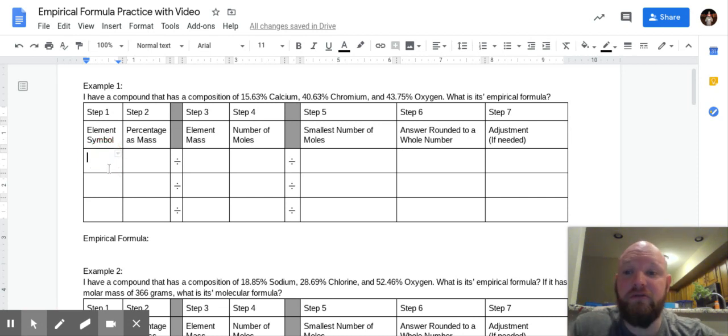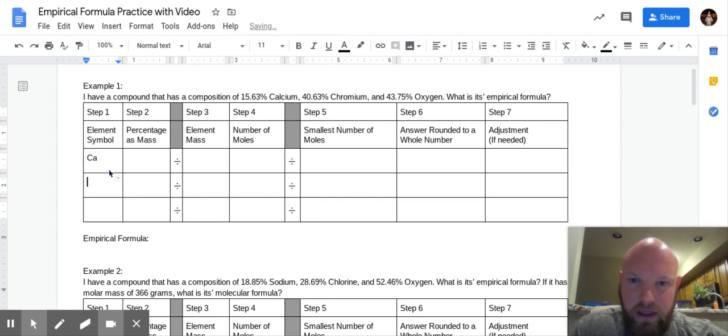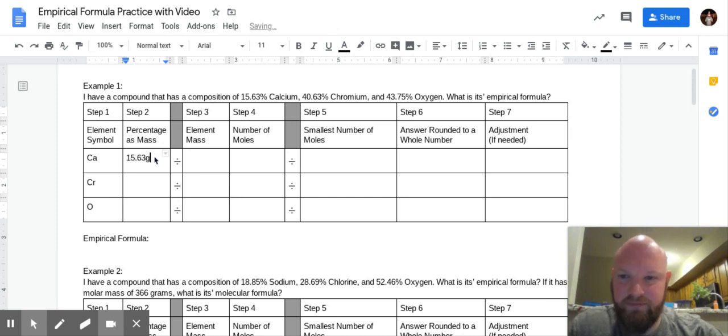So first thing I'm going to do is write in each element symbol. So I have calcium as Ca, chromium as Cr, and oxygen as O. I'm going to take the percent and imagine that it's out of 100%, or converted to 100 grams. So I'm going to have 15.63 grams, 40.63 grams, and 43.75 grams.